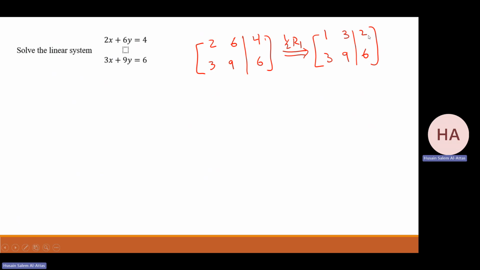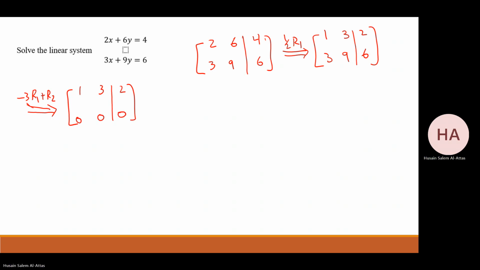Okay. Now, first row by minus 3 and add it to the second row. What you will get? 1, 3, 2. That will not change. There is no change in this one. 0, 0, 0. Minus 3 times 2 is 6 plus 6, 0. And this is now augmented, and now it's echelon form.